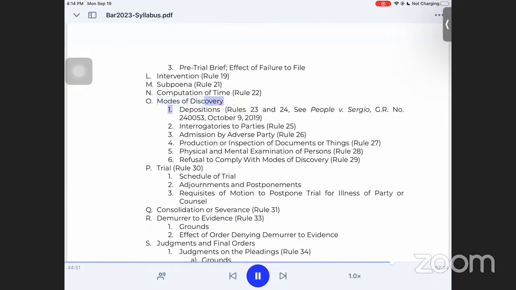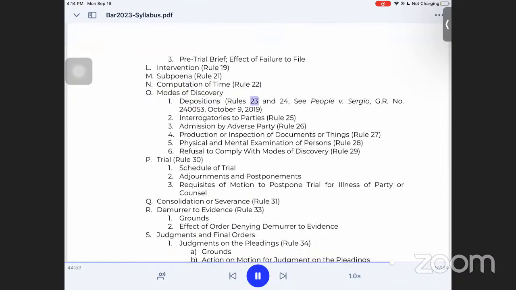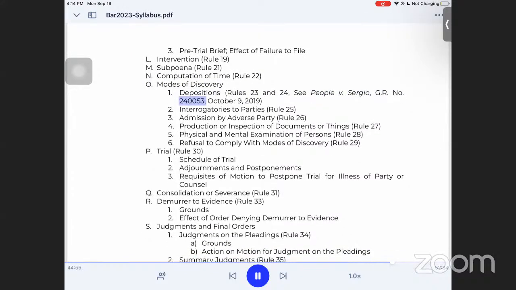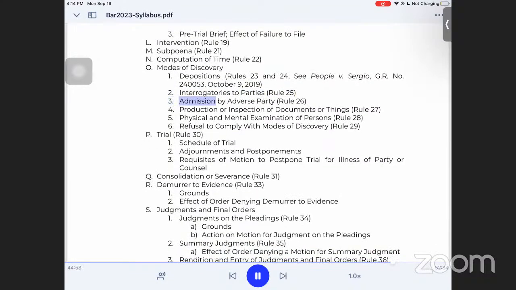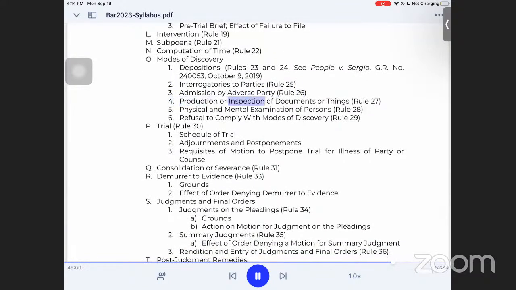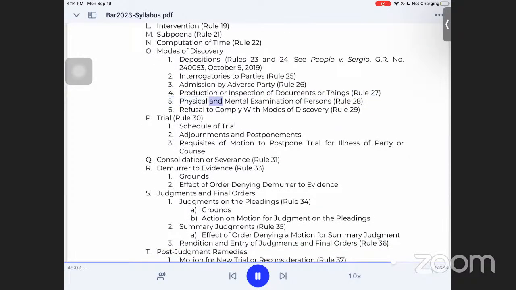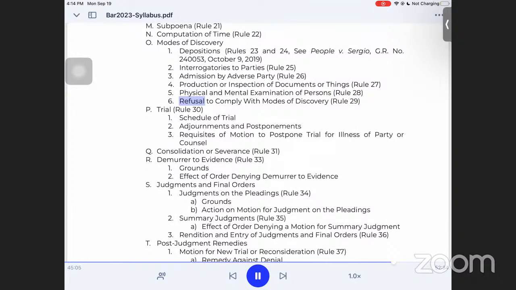O. Modes of discovery. 1. Depositions, Rules 23 and 24. See People v. Sergio, GR No. 240053, October 9, 2019. 2. Interrogatories to parties, Rule 25. 3. Admission by adverse party, Rule 26. 4. Production or inspection of documents or things, Rule 27. 5. Physical and mental examination of persons, Rule 28. 6. Refusal to comply with modes of discovery, Rule 29.